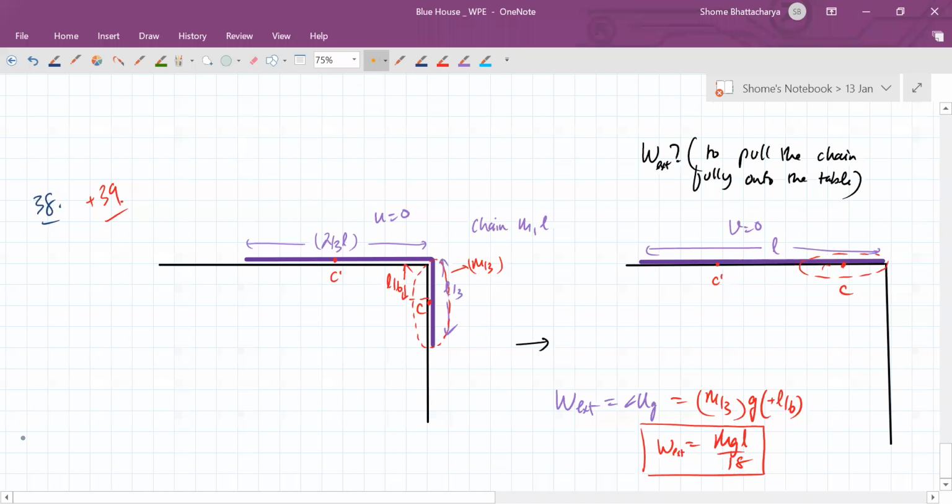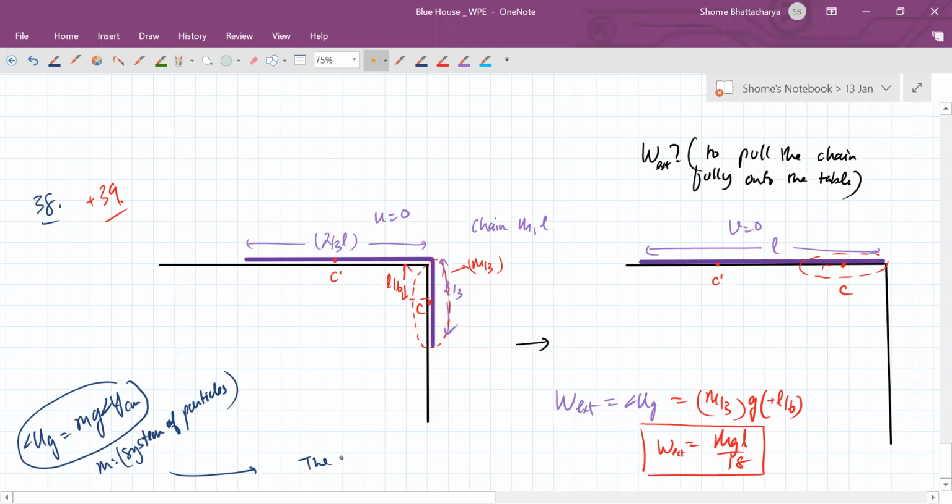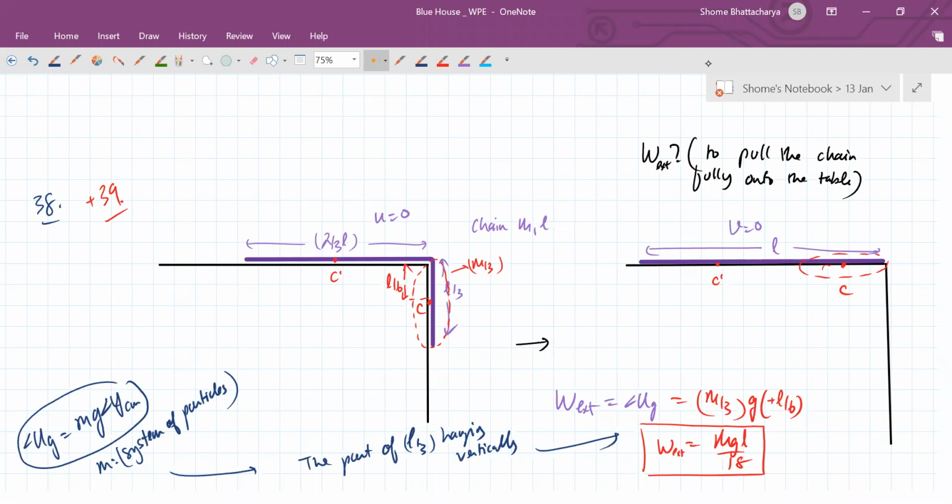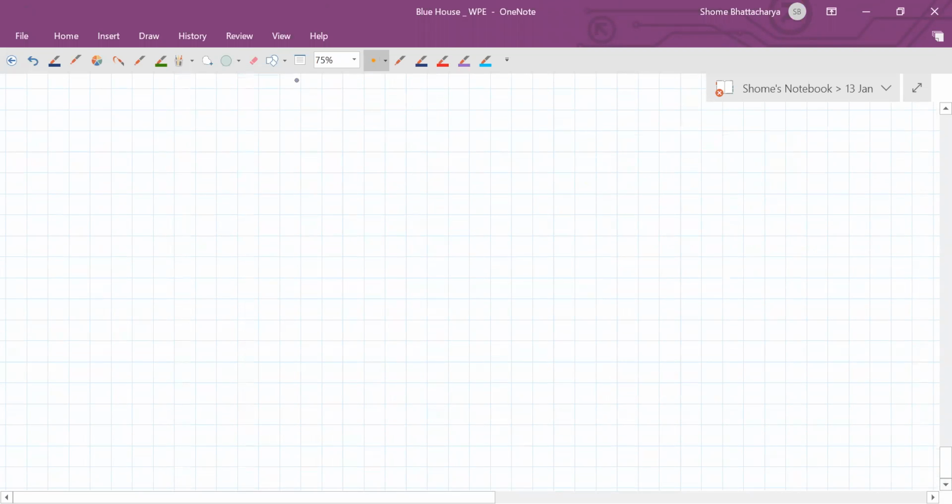Okay, so here we are using the formula that change in gravitational potential energy is the mass of the object into g into vertical displacement of the center of mass when m is a system of particles, instead of a single particle. So here we are applying this to the part of L by 3 length hanging vertically. Okay. Now let's come to 39th question.